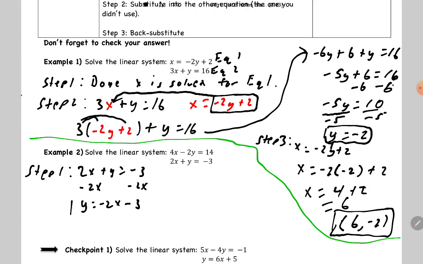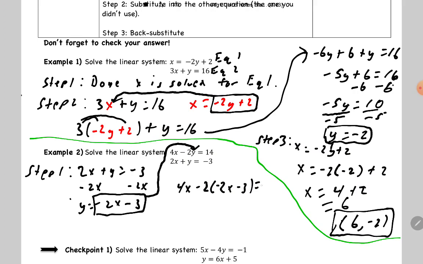Now I'm going to substitute this y, negative 2x minus 3, and plug it into the first equation, because you always want to use it in the other equation, otherwise it won't work. So if you use equation 2, then put it in equation 1. If you use equation 1, put it in equation 2. Okay, so let's do that. So 4x minus 2 times y, which is negative 2x minus 3, and then that equals 14.